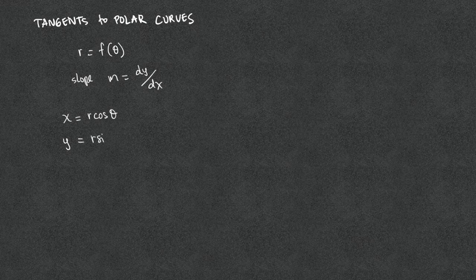Tangent of polar curves. The polar equation is given in the form r equals f of theta, but the slope of the tangent line to the curve is still dy over dx, which is not the same as f prime. We can parameterize the polar curve using x equals r cosine theta and y equals r sine theta, where r is a function f of theta.